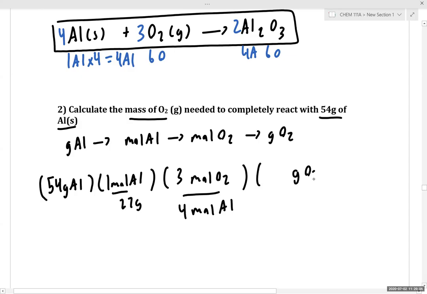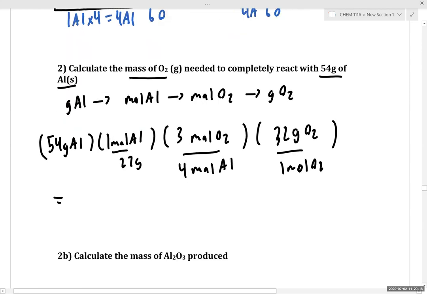And in terms of grams of oxygen in 1 mole of oxygen, we know that we have 32 grams of oxygen per mole. So if we punch that into our calculator, we have 54 over 27 times 3 over 4 times 32. And that in turn gives us 48 grams of oxygen. Perfect.